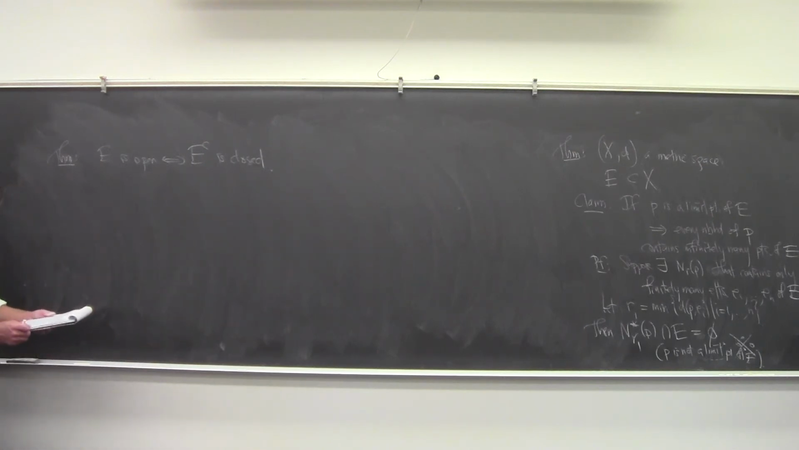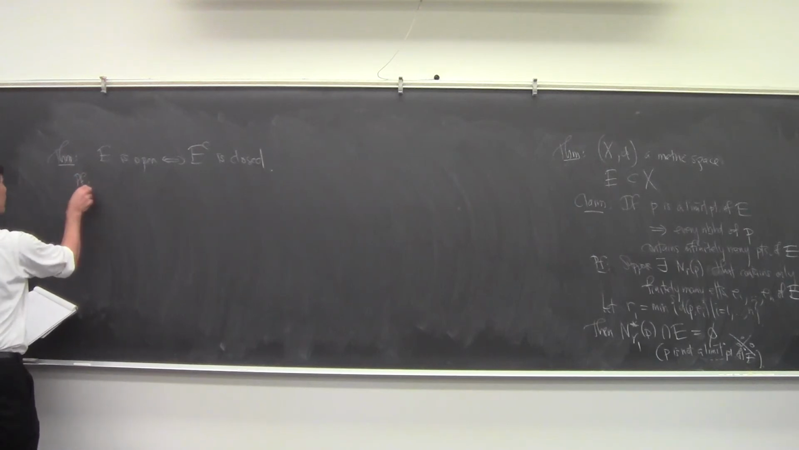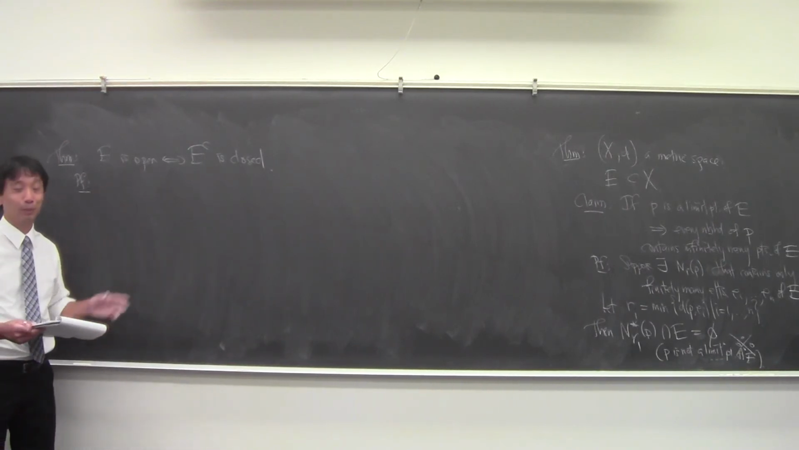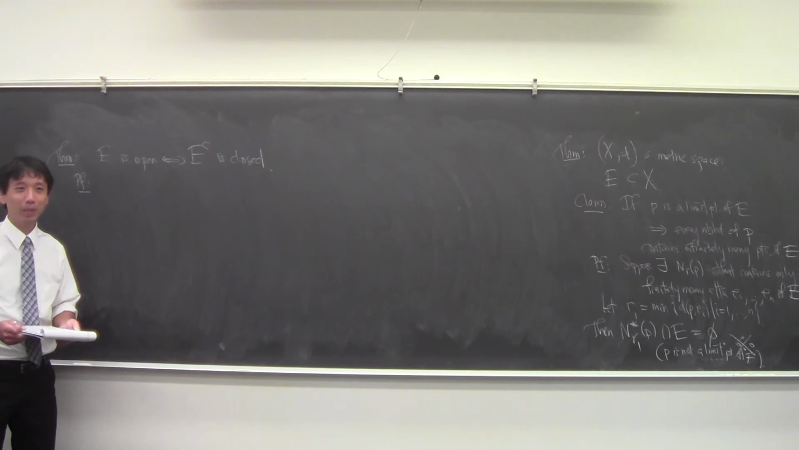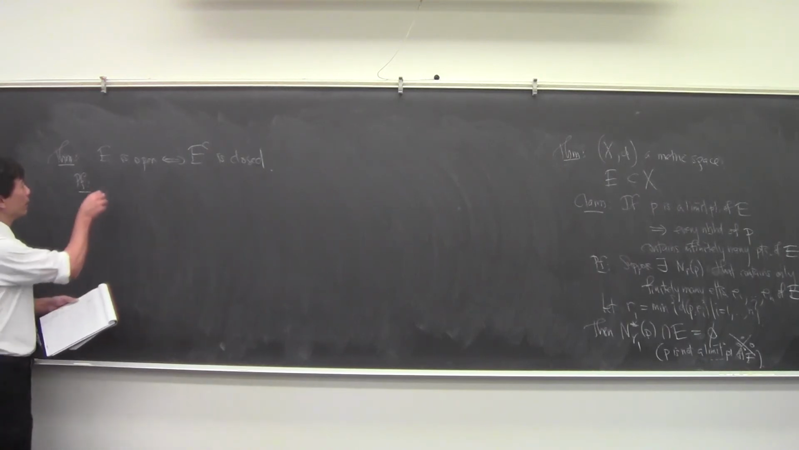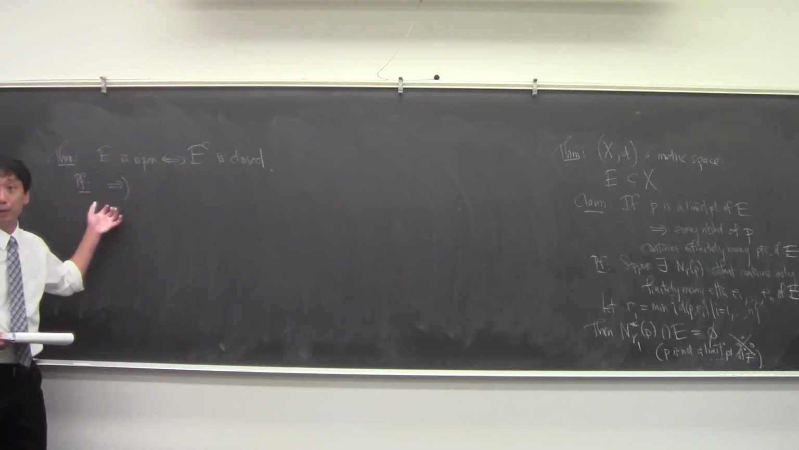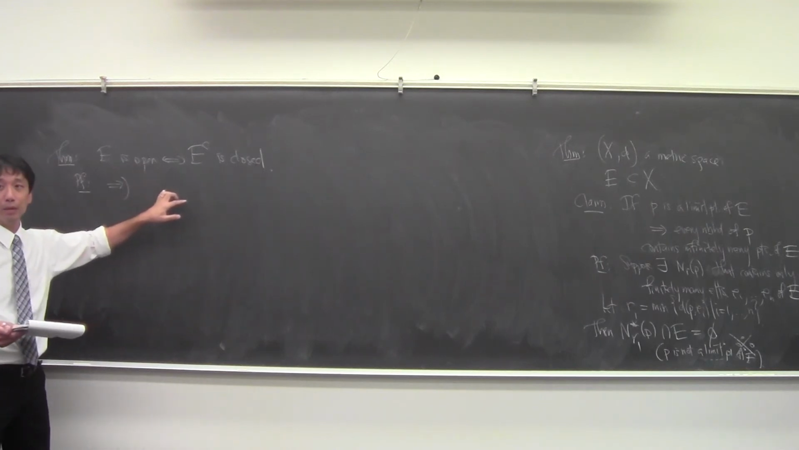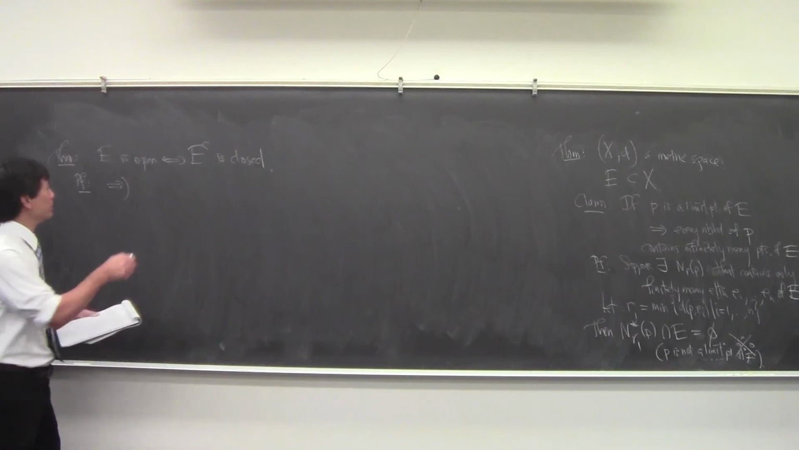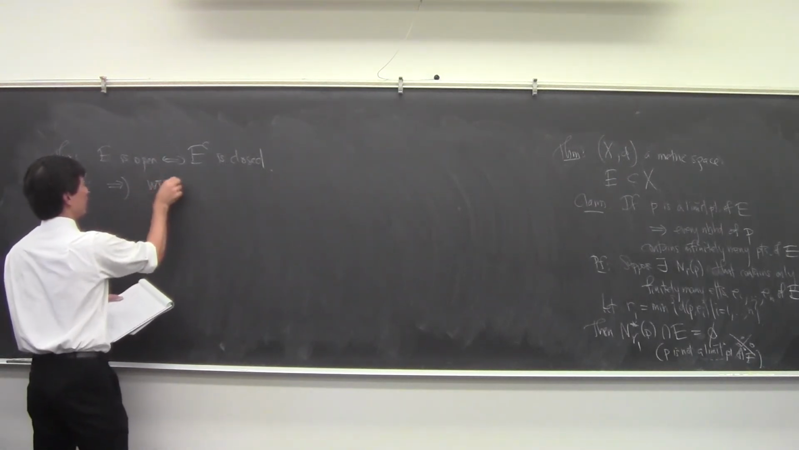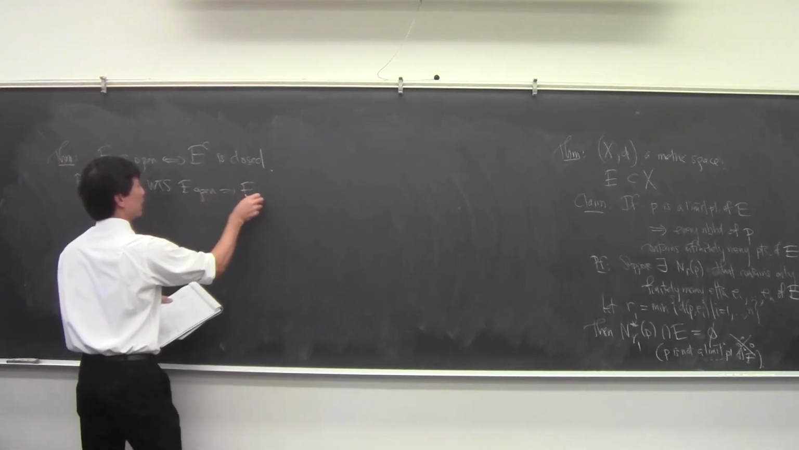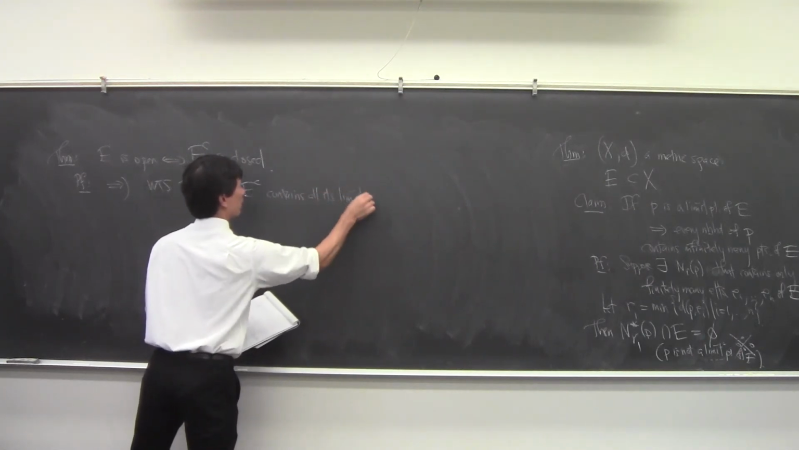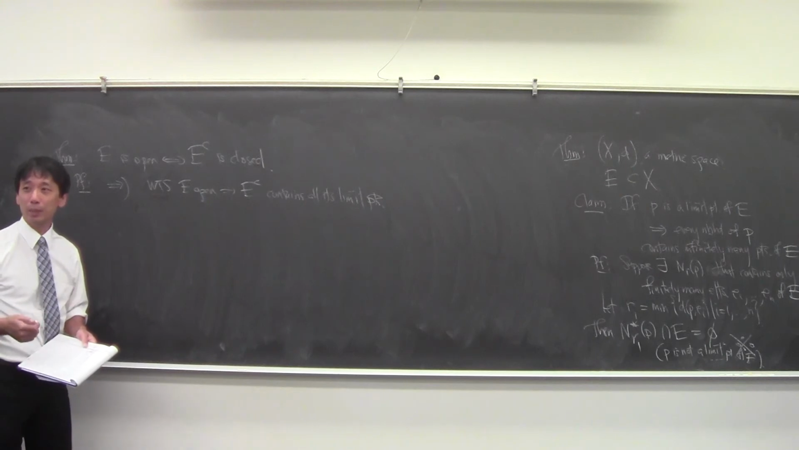Okay, should I let you think about it? Which direction do you like? Do you want to prove the forwards direction or the backwards direction? They're both about the same, I think, in terms of difficulty. So let's prove the forwards. I'll give you 1 minute to think about the forwards direction. Why it ought to be true? If E is open, then the complement ought to be closed. In other words, the complement has to contain all its limit points, right? So we want to show E open implies E complement contains all its limit points, right?